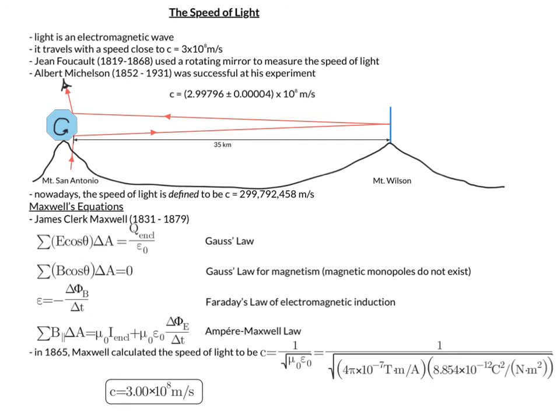So we can thank Maxwell for actually calculating the speed of light based on electromagnetic waves and realizing that it is just a relationship between the permeability of free space and the permittivity of free space.